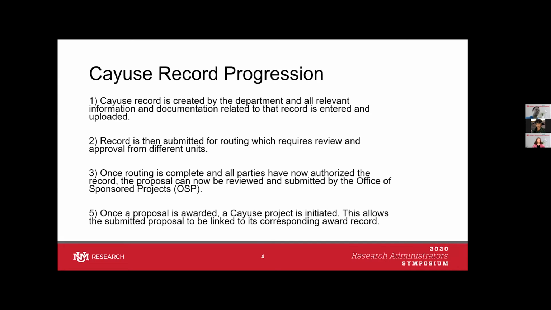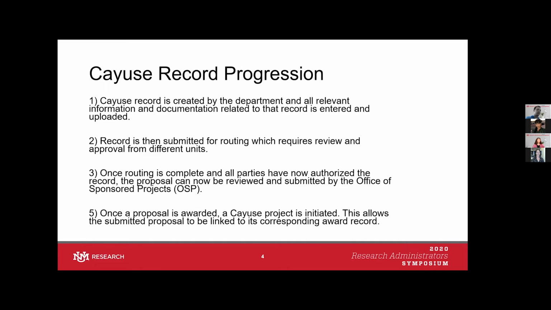So there's different phases that a record goes through. The first is when it's with the department, and that's when you're building your Cayuse record and you have access to edit everything in the record. Once you're completed with that, it goes through routing for your department to approve. Once it goes through routing, you can no longer edit your proposal. So you want to make sure that it's in its final state before you submit it for routing.